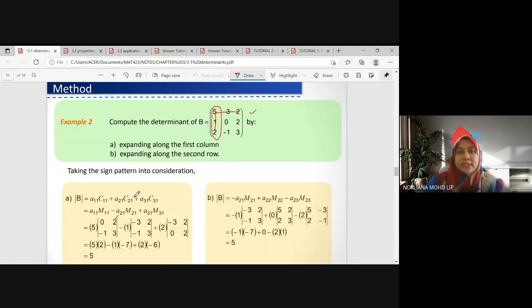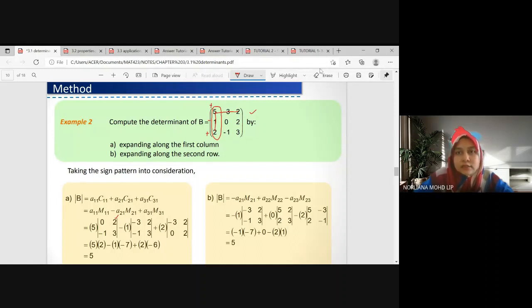Okay, and then minus. Ni kenapa minus? Sebab ni follow pattern yang tadi, positif, negatif, positif. Even and odd, i plus j. If i plus j is even, it is positive. If i plus j is odd, it is negative sign. So untuk yang ni, we put negative sign, so negative 1.